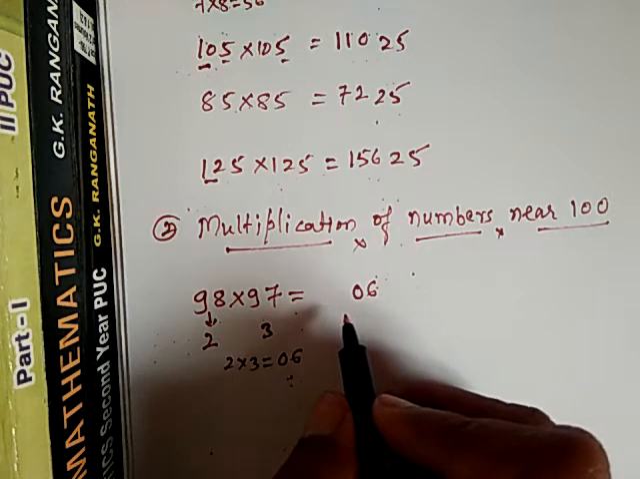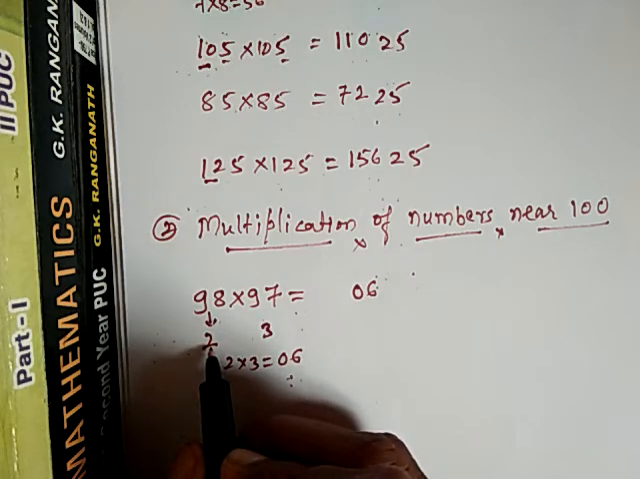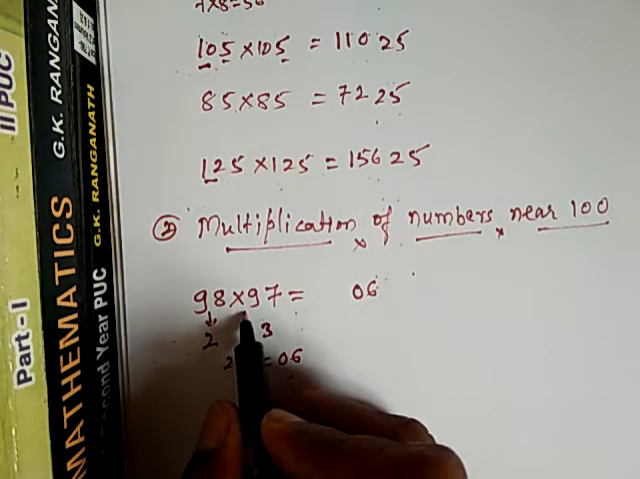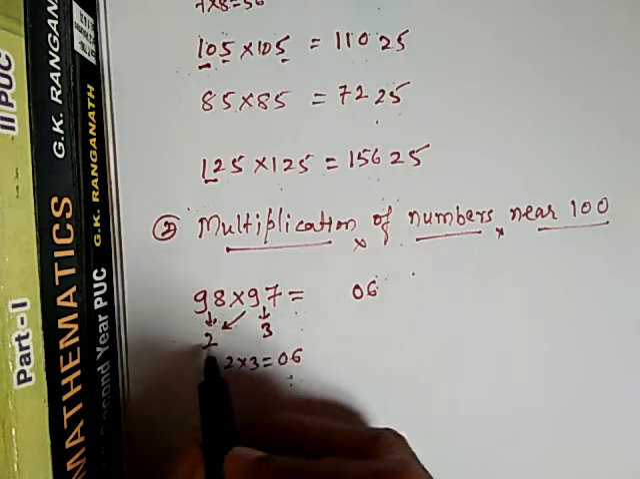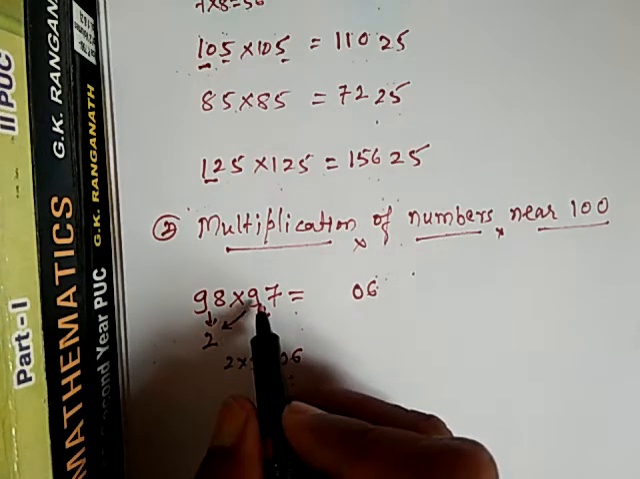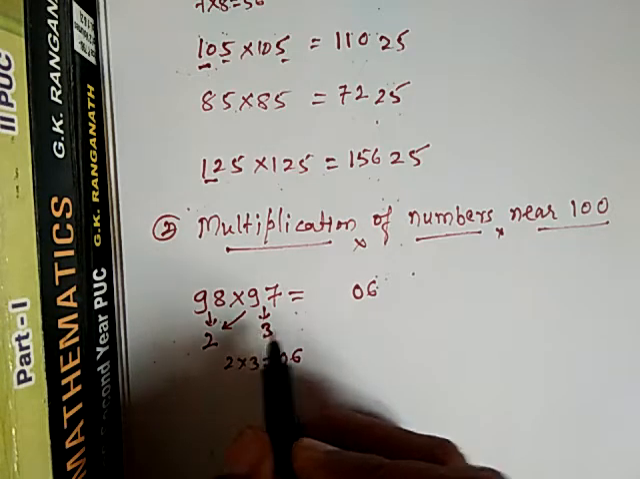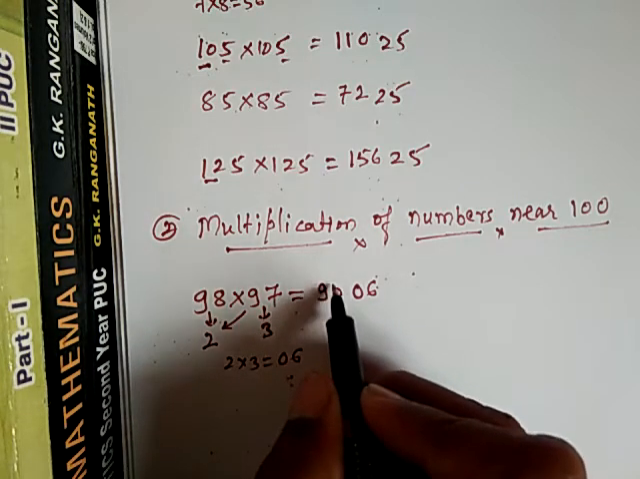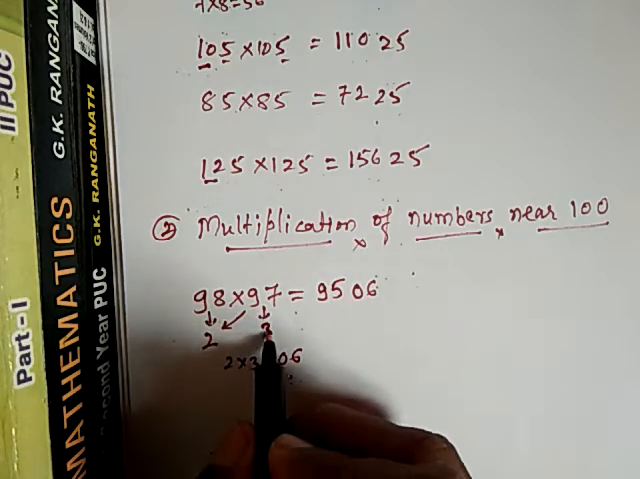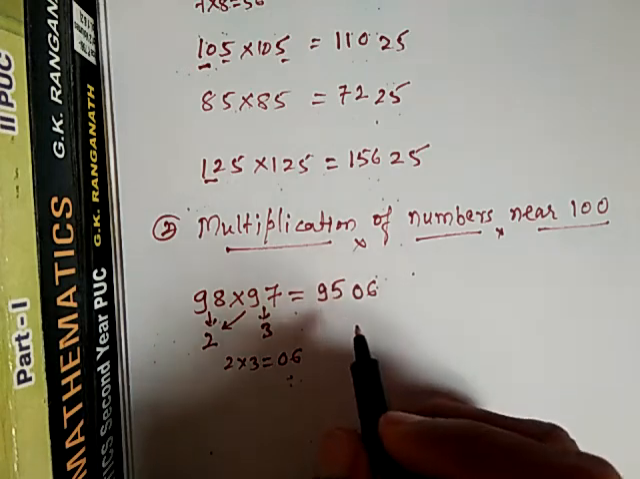Okay, so now what happens here? 97 minus 2 is like cross, not multiplication, cross. You have to subtract. 97 minus 2 is 95. 98 minus 3 is 95. So that 95 you have to write. Either you subtract this from this or this from this, any one you can take, cross. Okay, so 9506 is the answer.